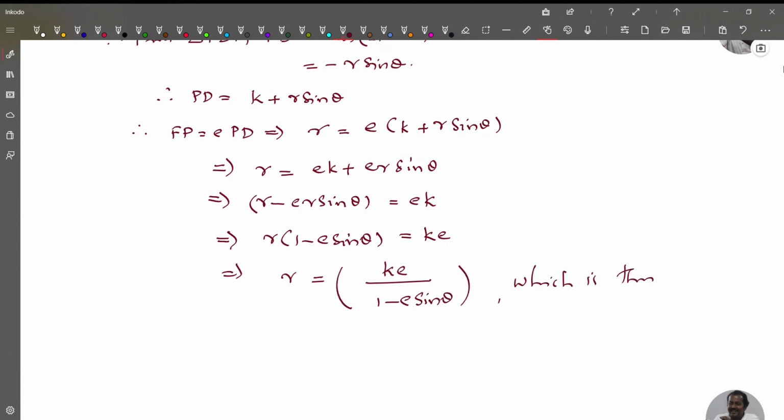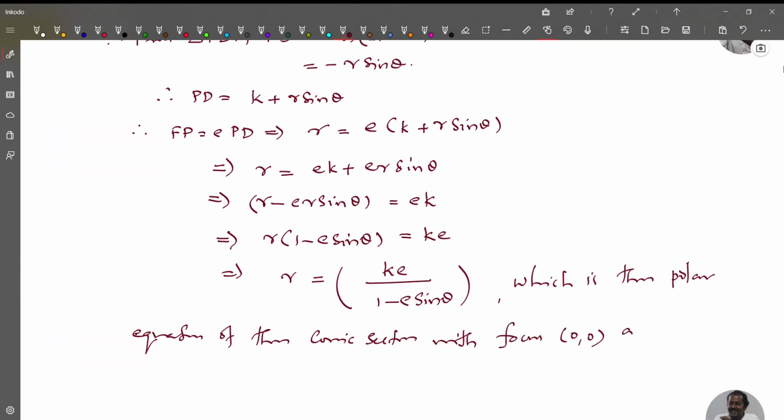which is the polar equation of conic section with focus 0, 0 and directrix y is equal to minus K. So this proves all 4 cases.